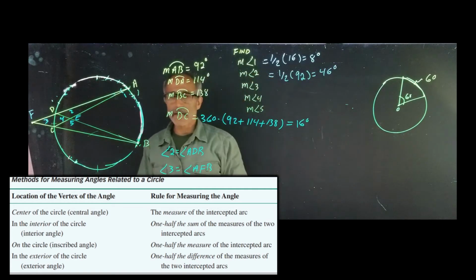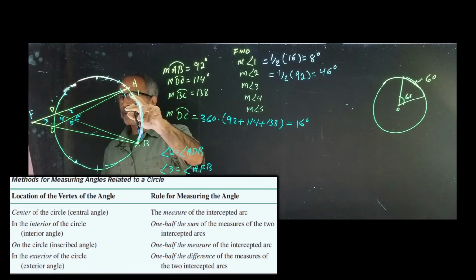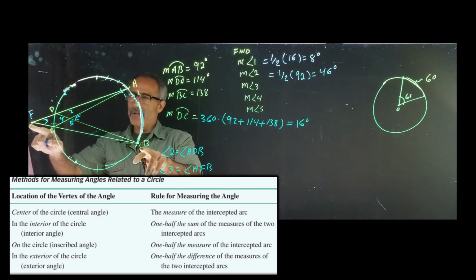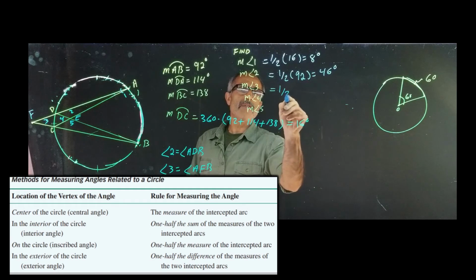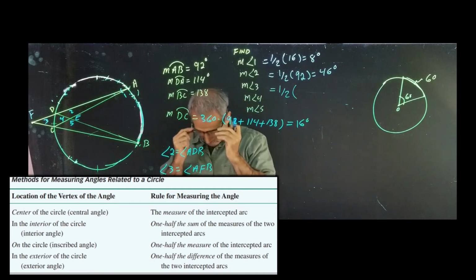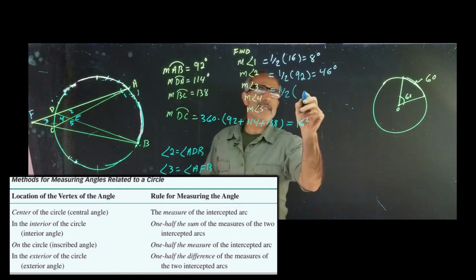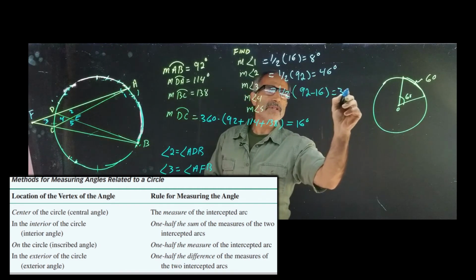All right, let's look at angle 3 now. Angle 3 is AFB. There's A, there's F, there's B. The theorem says this is outside of the circle. Because it's outside the circle, angle 3 is equal to 1/2 of 92 minus 16, and that is 38 degrees.